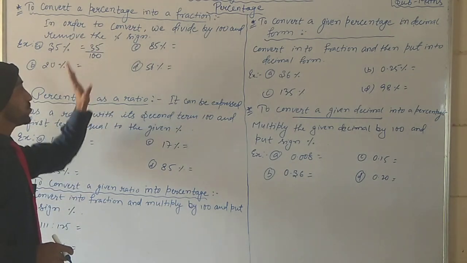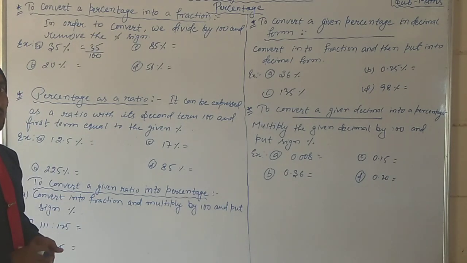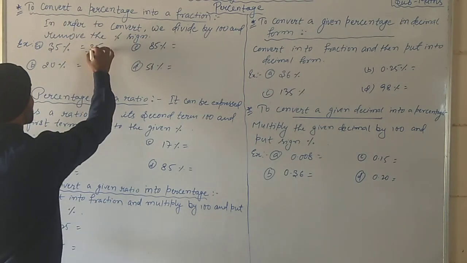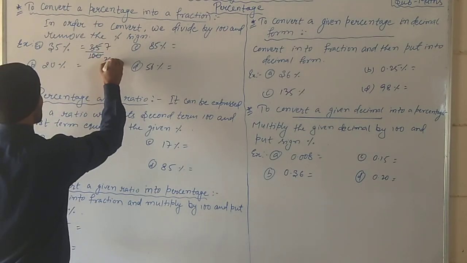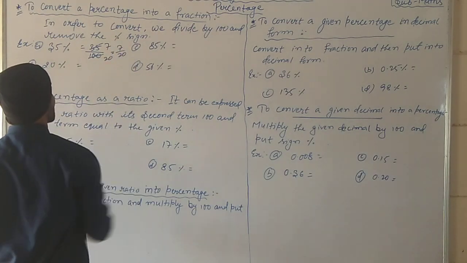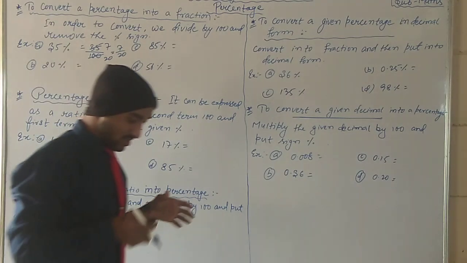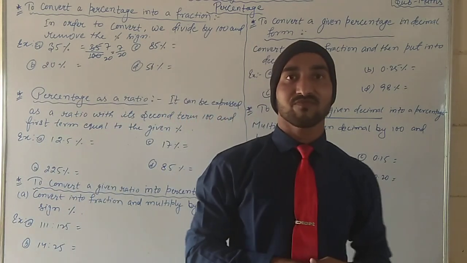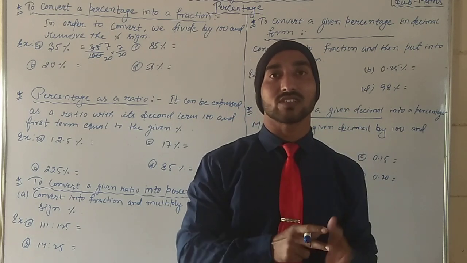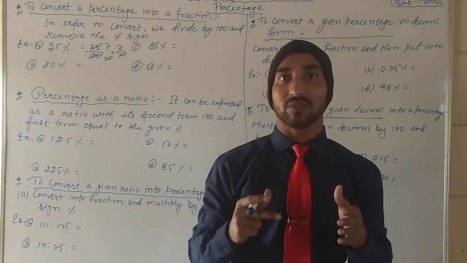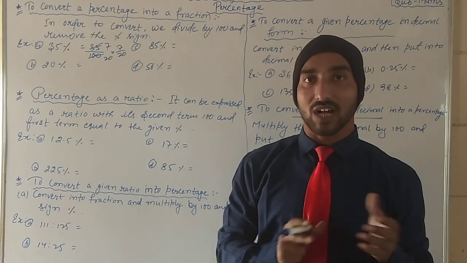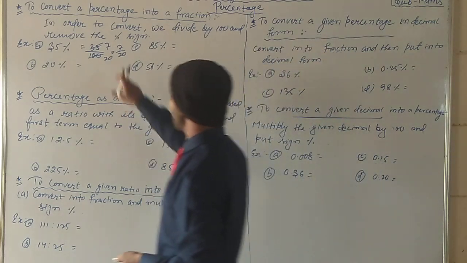Okay, students. Now see 35 by 100. Now it is possible to write it in the simplest form, which means it can be reduced to the lowest term. So 5 times 7 is 35, 5 times 20 is 100. So what is the lowest term? 7 by 20. It will be the answer. Students, one very important thing: be careful that the answer always comes in the lowest term. In lowest term, it means no other common factor can divide further. Okay, so 7 by 20.